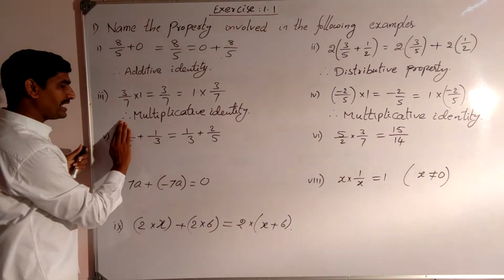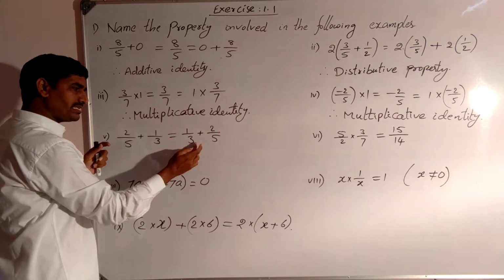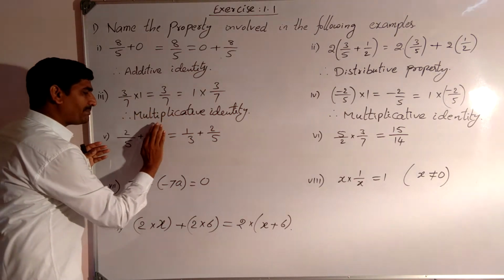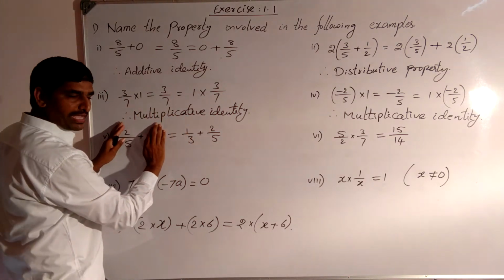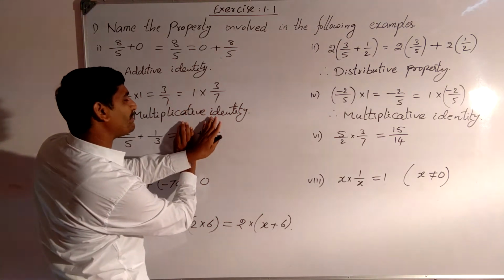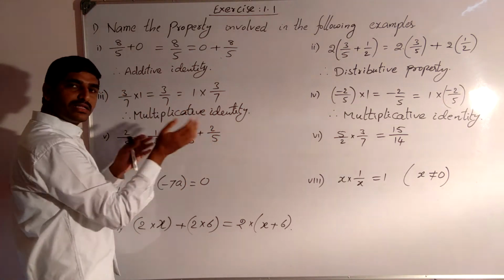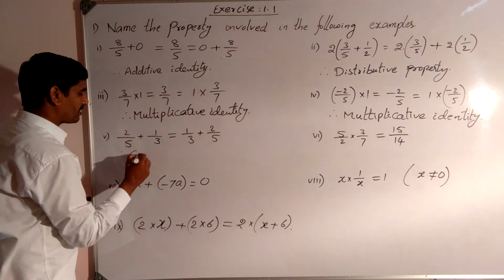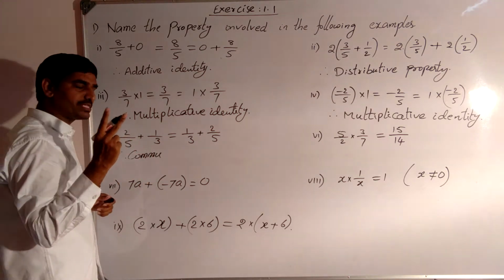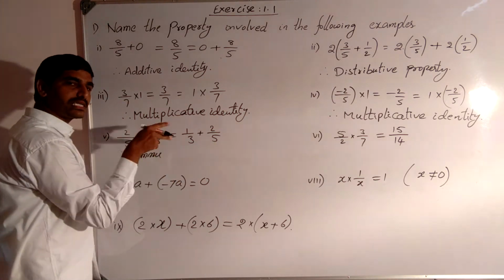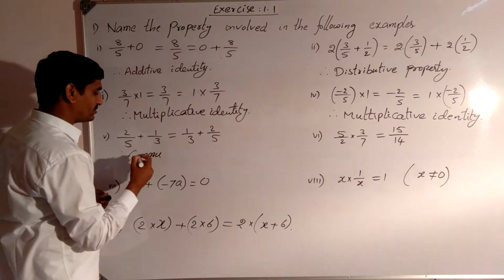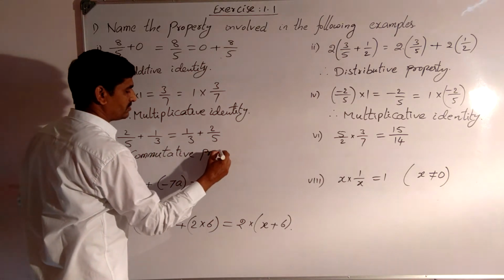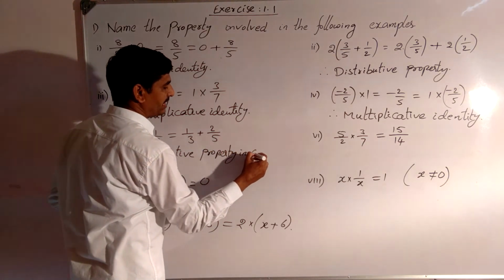And the next, the fifth one. Observe this: 2 by 5 plus 1 by 3. Again the same numbers, 1 by 3 and 2 by 5, but the places are interchanged. So this is called the commutative property in addition. Where two terms are there, it is commutative. Where three terms are there, it is associative. Commutative property in addition.